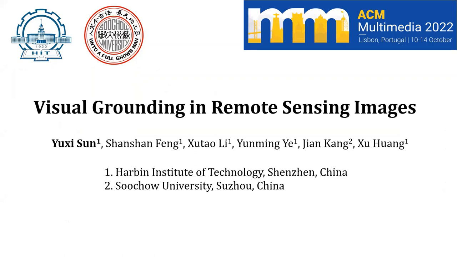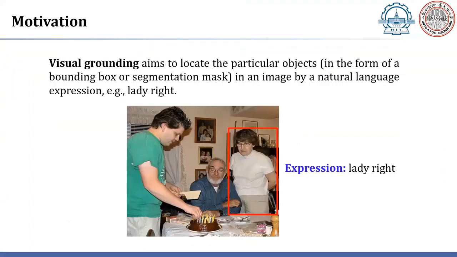The paper I will be presenting today is titled Visual Grounding in Remote Sensing Images. Visual grounding is a multimodal task. It uses a natural language expression to find a target object. An example is shown in the slide. The expression is "lady right". The task needs to predict a bounding box to locate the lady.